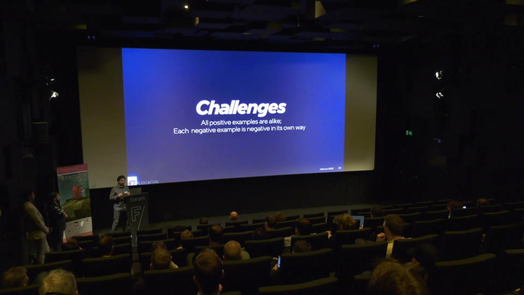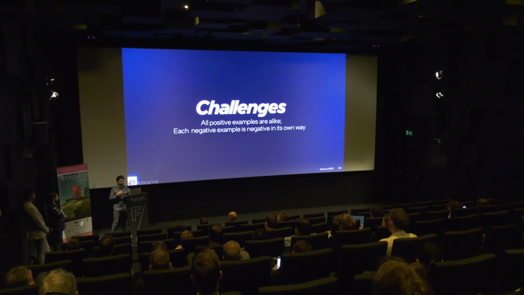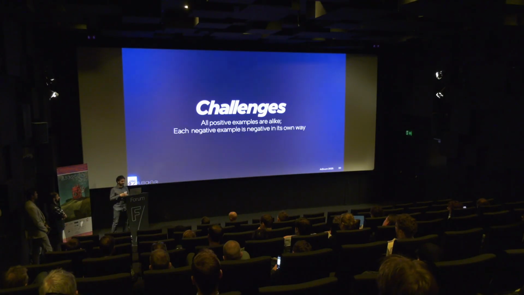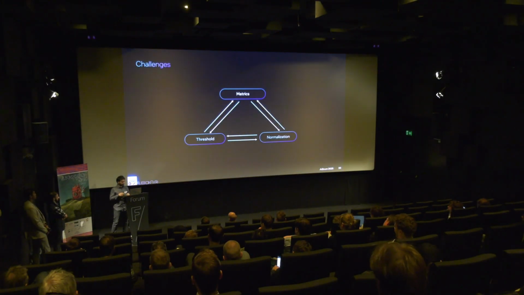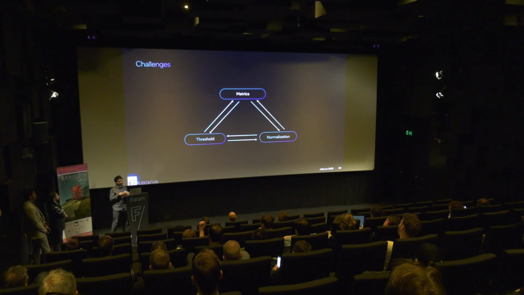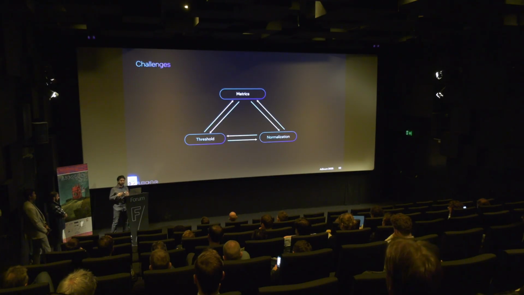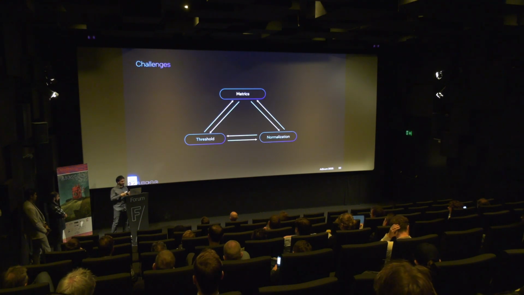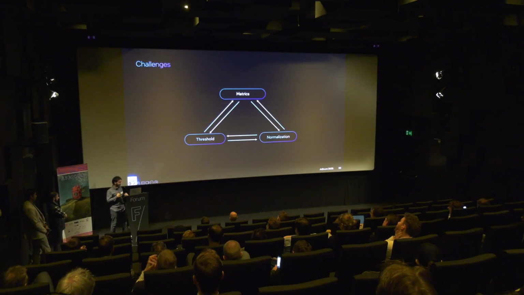So that's what it says: all positive examples are alike, but each negative example is negative in its own way. You can face a bent wire, a soldering issue, or an entire component missing from it. So because of this particular scenario, we have this challenge where there is constant research evolving around what metrics to use, how to determine the threshold, and how to determine the normalization.